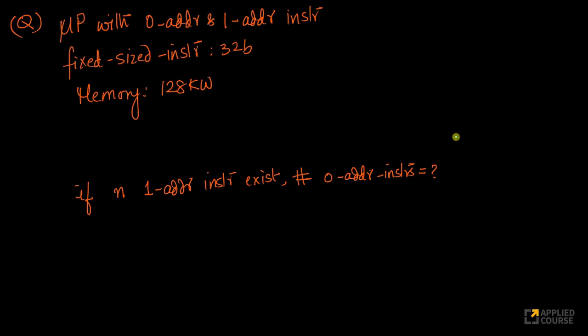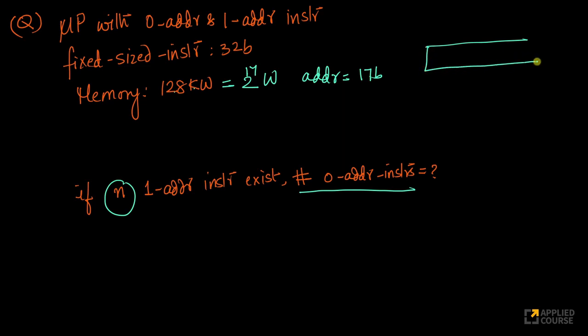Let's look at one more question, a slightly more generic one. Imagine I have a microprocessor with both zero address and one address instructions. My fixed size instruction is 32 bits. My memory is 128 kilowords. What is 128? 128 is 2 power 7, and kilo is 2 power 10, so 2 power 17 words. Which means my address is 17 bits. It says if n one address instructions exist, then the number of zero address instructions is what? Okay, let's break the whole thing down.